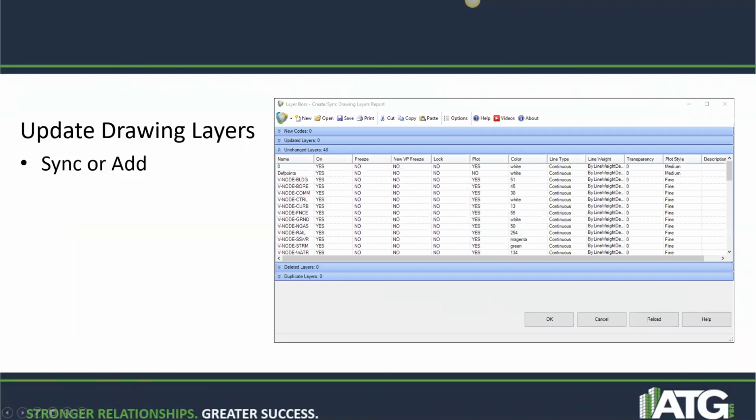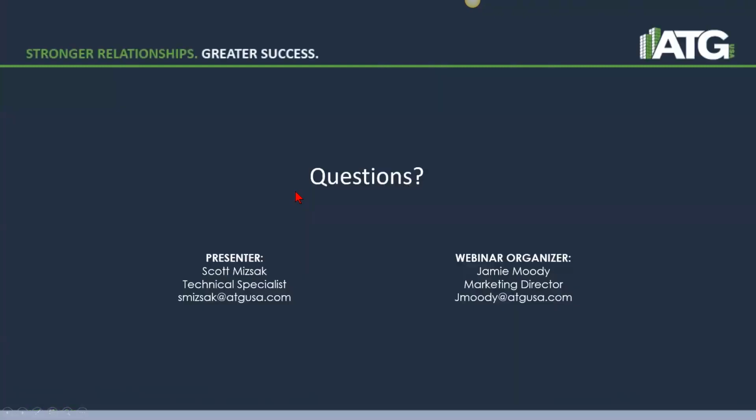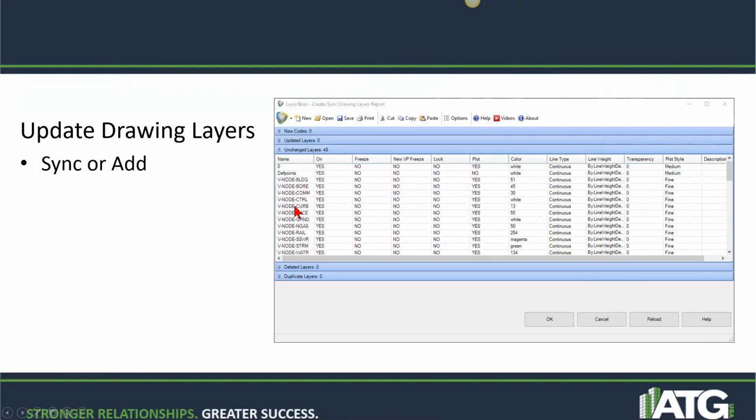So here's an example of unchanged layers. I have 48 in here. So I didn't create any new layers. I didn't create any new codes, deleted layers, duplicate layers. I didn't worry about that. I just brought in 48 of the exact same layers in there. So all points to all points. But again, you have the columns that will show you these are new layers, these are deleted layers, these are layers that have just been updated. Maybe I changed the color, maybe I changed the plot style, but I see all those capabilities.